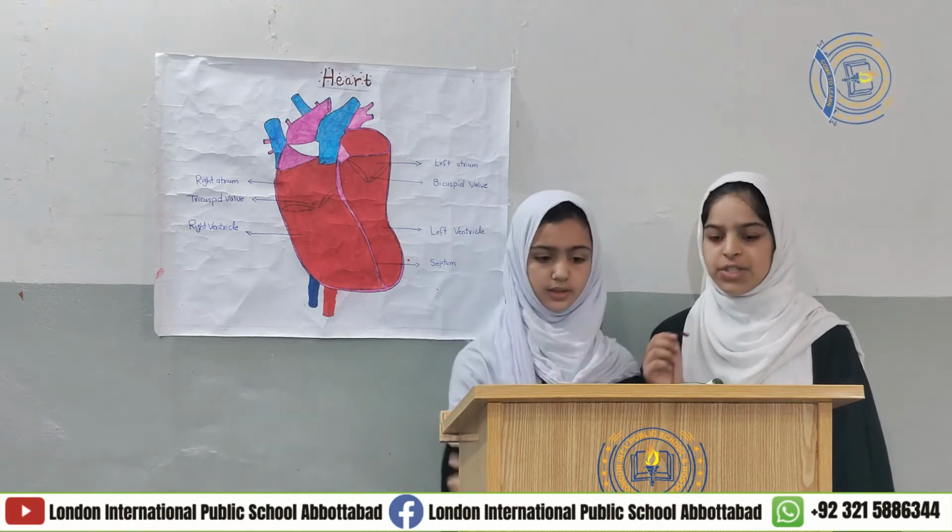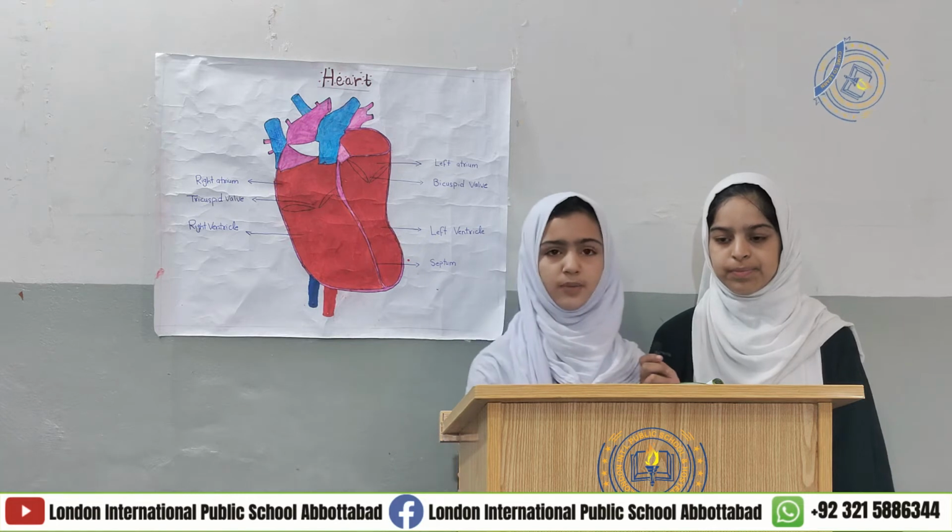Working of circulatory system. Vena cava. The right atrium of the heart receives deoxygenated blood from the body via vena cava. Right atrium. Blood from the right atrium is pushed down into the right ventricle through the tricuspid valve.